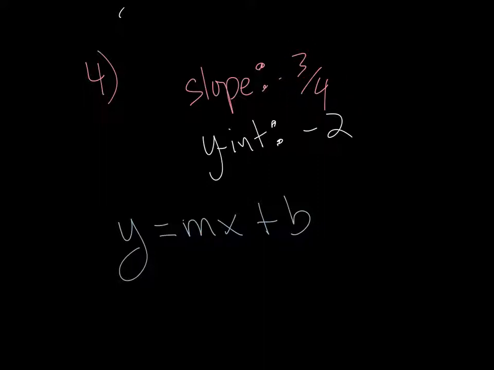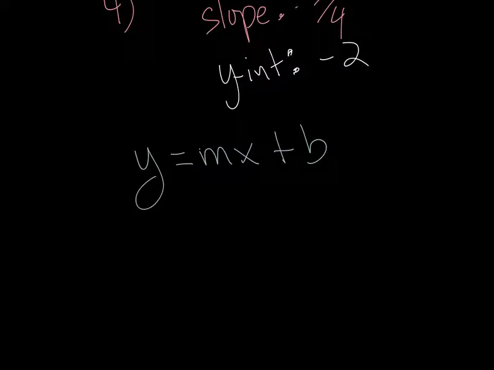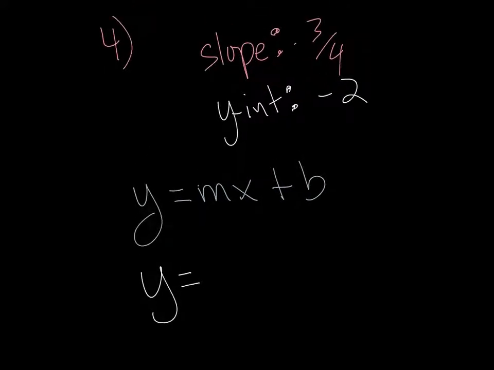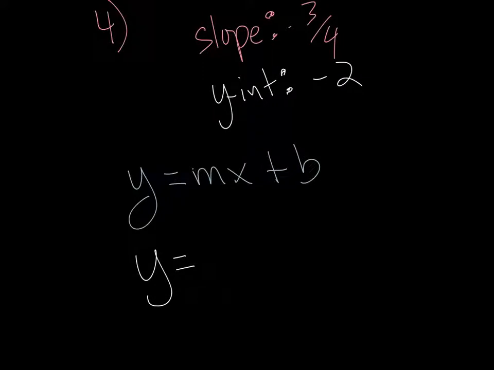So my slope is going to replace my m here. So let's start writing that new equation. Y equals, the slope that they gave us is negative 3/4. So you could write it right there, negative 3/4. X stays the same. And then this time my plus b is a negative 2.